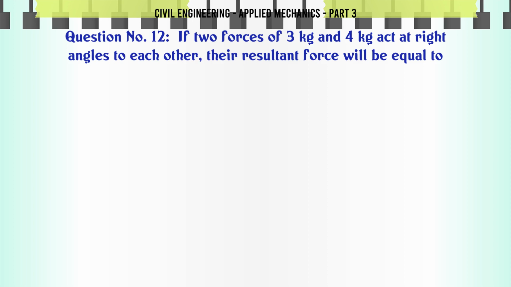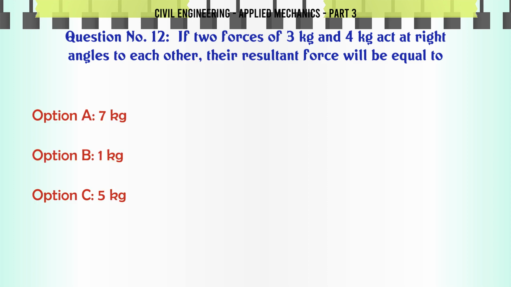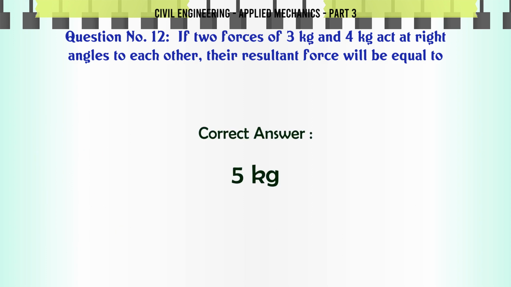If two forces of 3 kg and 4 kg act at right angles to each other, their resultant force will be equal to: A, 7 kg; B, 1 kg; C, 5 kg; D, 17 kg. The correct answer is 5 kilograms.